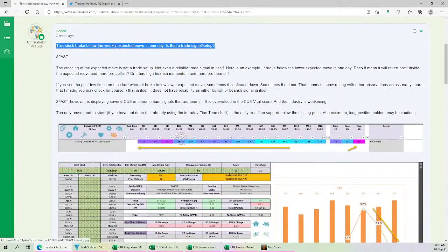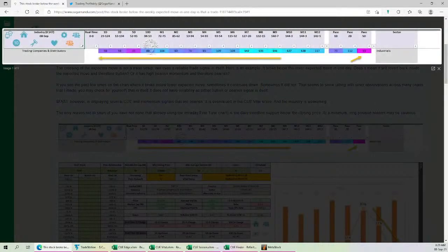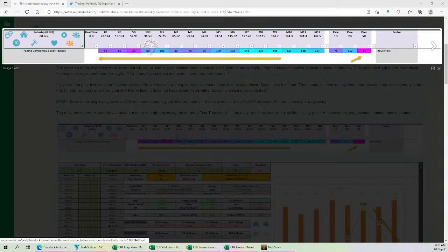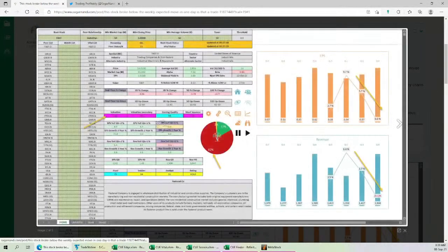In any case, I shared my bearish view, at least not bullish view, on this stock FAST, using the 360 degrees analysis. FAST, the stock's industry, trading companies and distributors, was one of the strongest and weakened recently. The color codes show that, and it also showed deceleration. That was a reason to be cautious about long positions and look for shorts. And I looked at the Q scorecard for fundamentals. It was an overvalued stock.